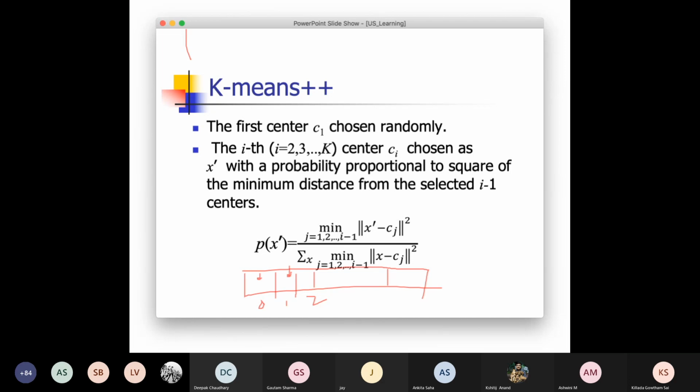So it is computationally intensive. Every time you have to do it for almost all the data points, n minus i data points for the ith center. And then you select that center with this probability.